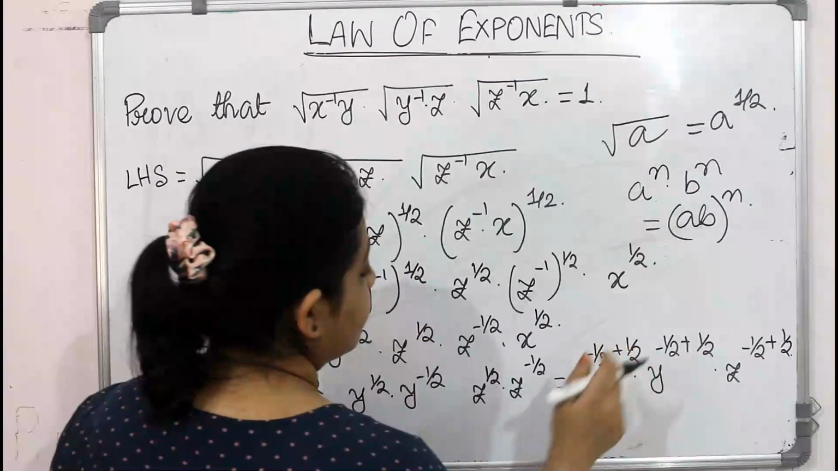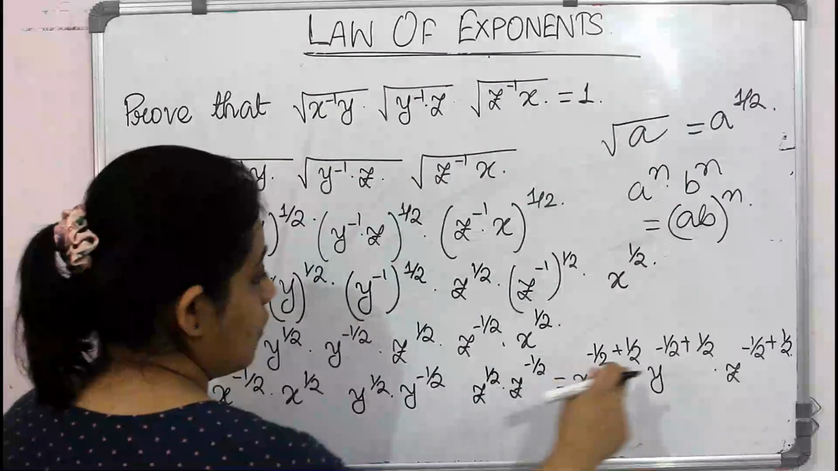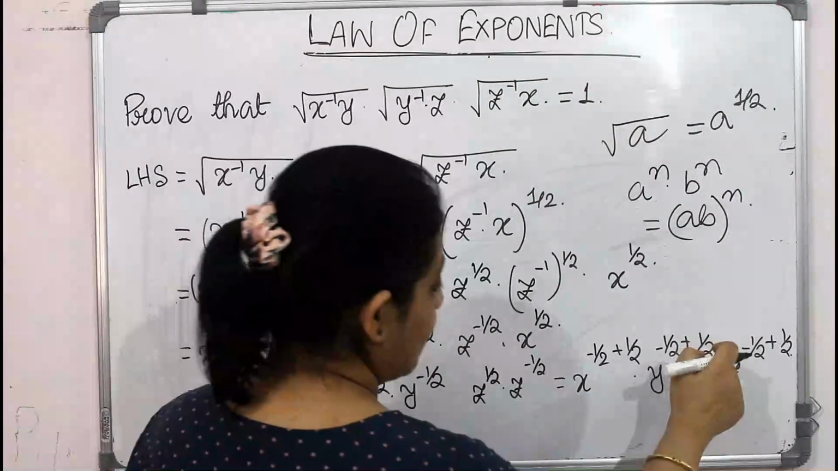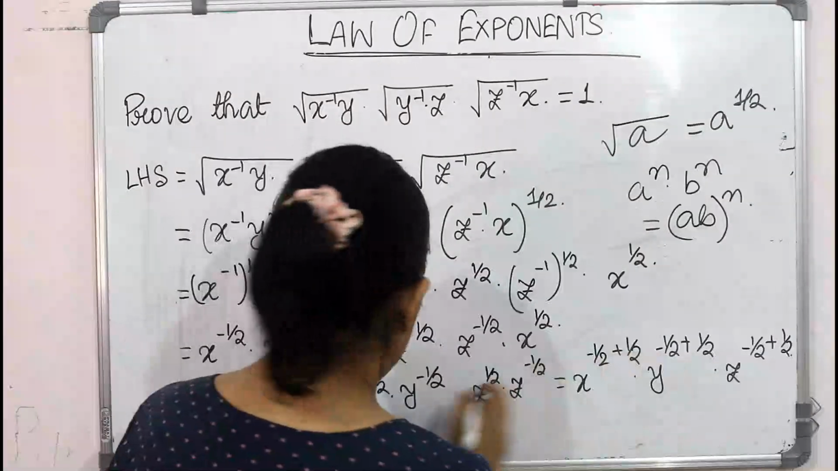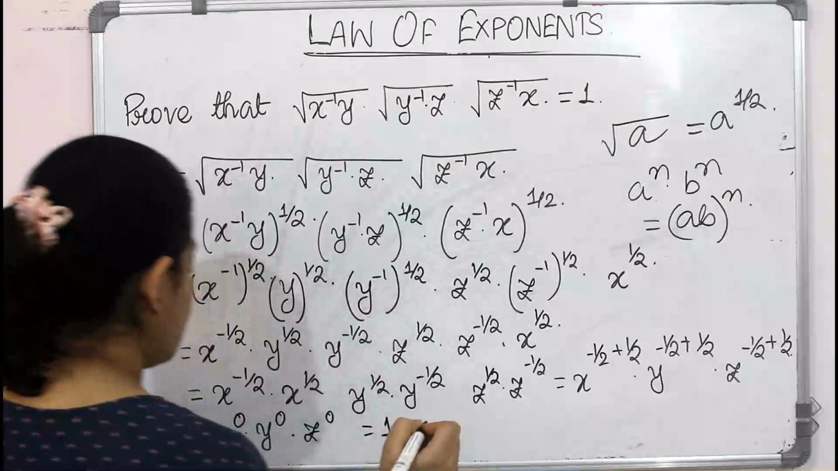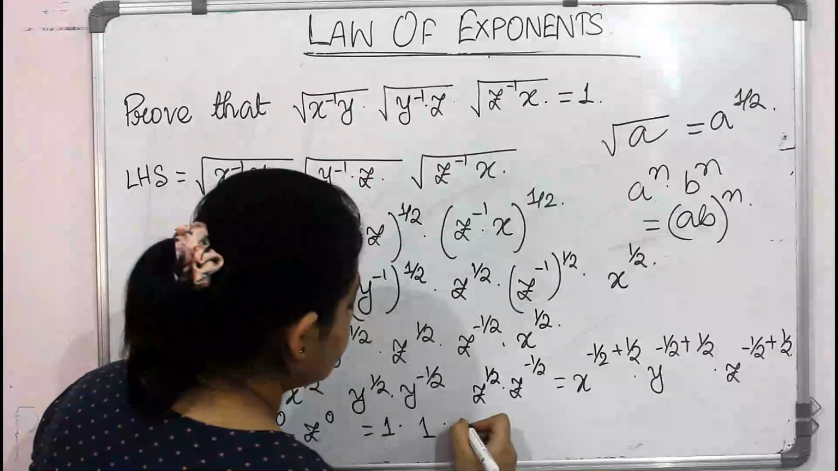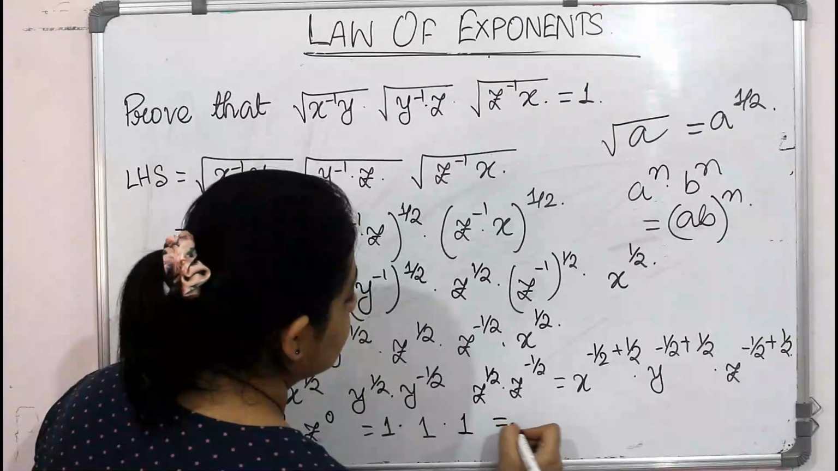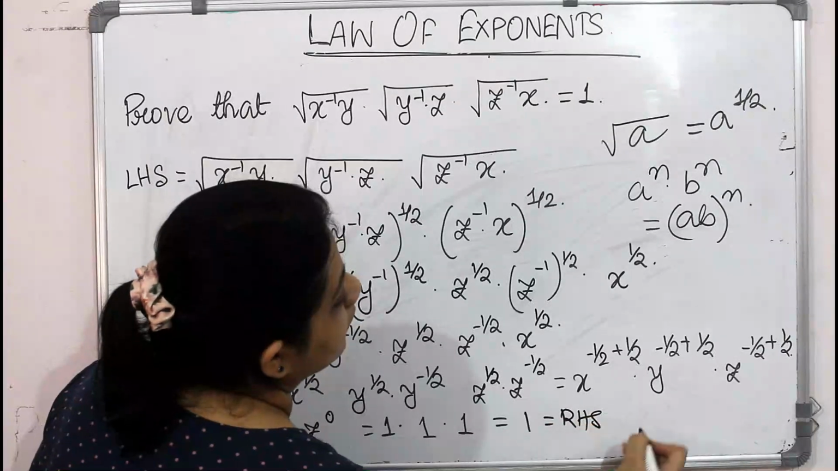So minus half plus half will get cancelled. So x to the power of 0, y to the power of minus half plus half, it will get cancelled, y to the power of 0, and this is z to the power of 0. So x to the power of 0 is 1, y to the power of 0 is also 1, z to the power of 0 is also 1. So 1 into 1 into 1 is 1. So equal to RHS, proved.